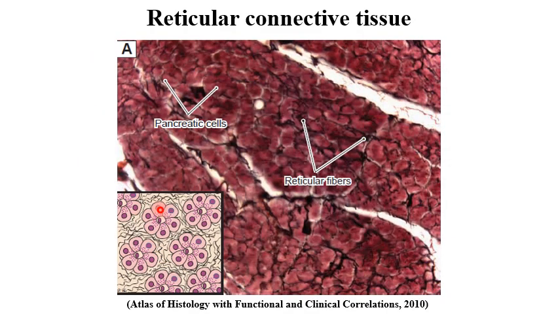This cartoon represents the pancreatic acini and the reticular fibers surrounding them. In this silver-stained section, reticular fibers are black, small, and don't form bundles. They are arranged in the form of a network to support the pancreatic parenchyma.